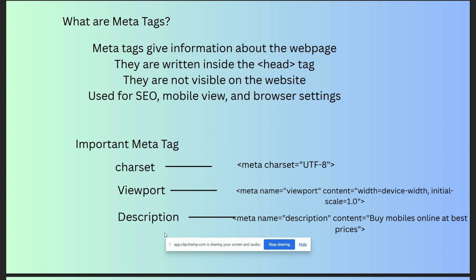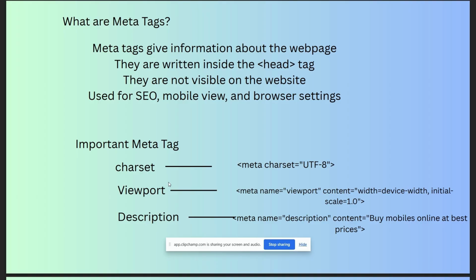Description in a meta tag is used for search results. If you search something on Google, you can see two or three lines below the website title, right? That comes from the description meta tag. This description helps the search engine.